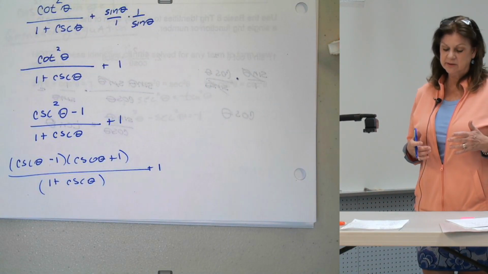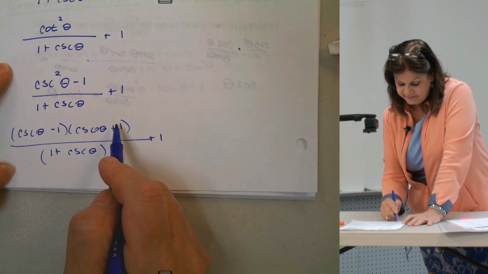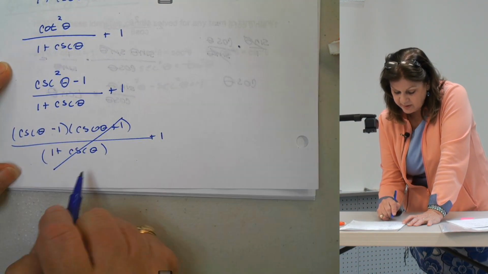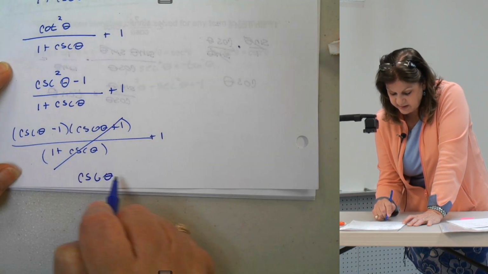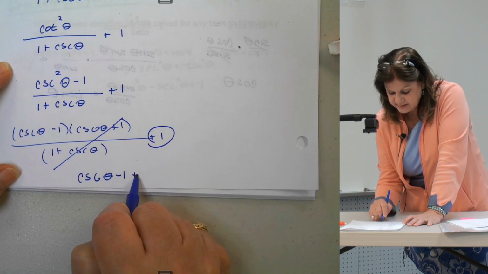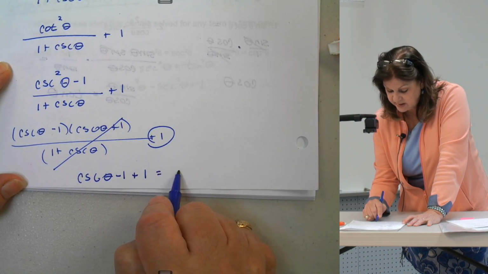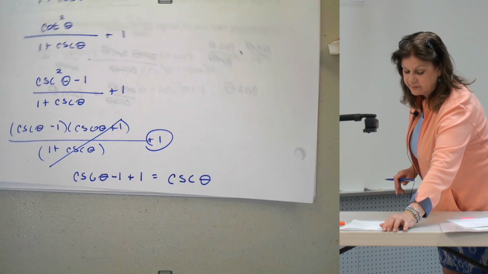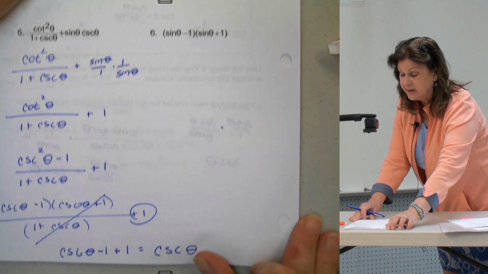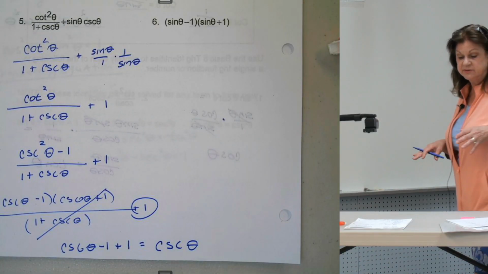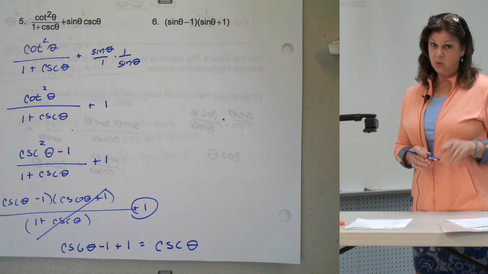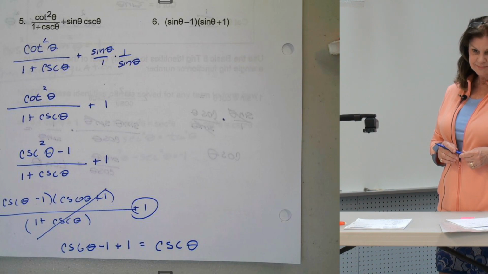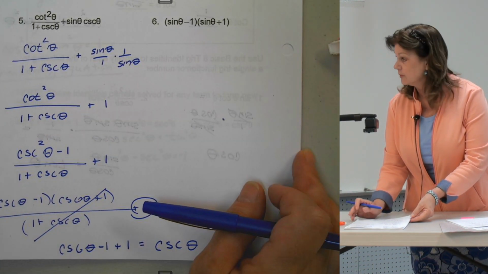So I can factor that. And when I do that, I've got the ability to cancel out cosecant theta plus 1. So now I'm left with cosecant theta minus 1 plus 1. Of course, the 1s are going to cancel out, and this entire thing boils down to cosecant theta. So if I'm looking at problem 5, I could write cotangent squared theta over 1 plus cosecant plus sine times cosecant, or same value, cosecant theta. All right. You may need to rework that one a couple times.